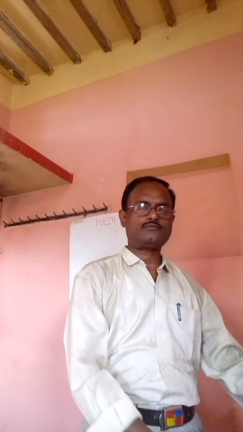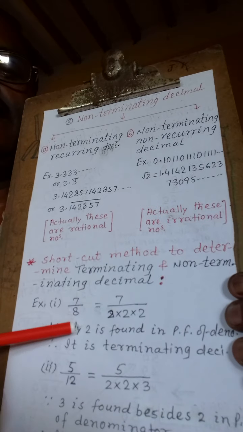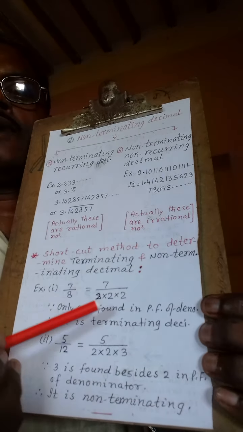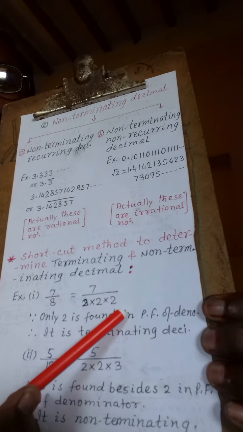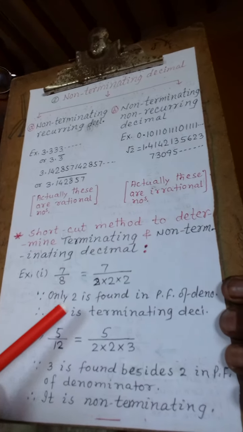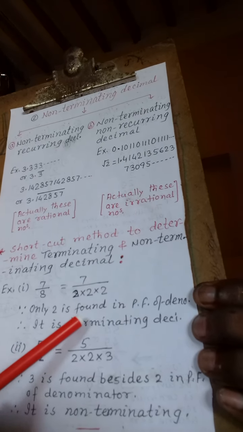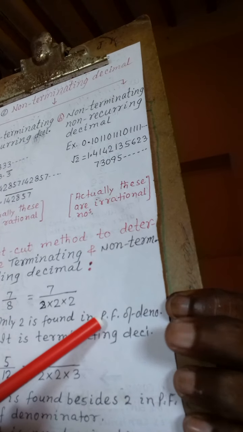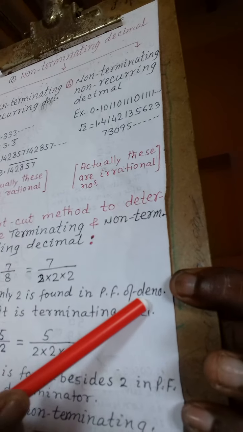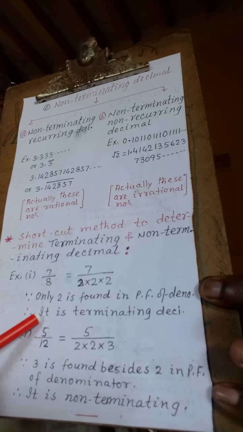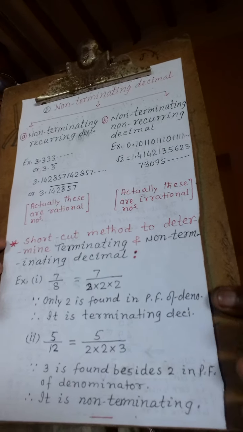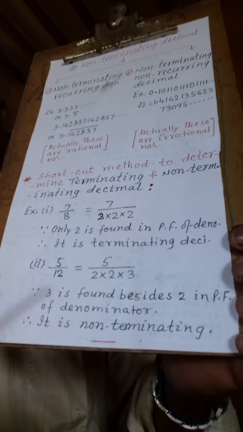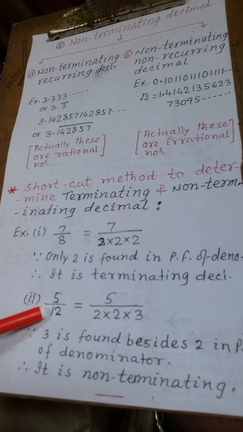So again we try to understand this example 7 by 8, and we find the prime factorization of the denominator here: 2 into 2 into 2. We are watching that only 2 is found in the prime factorization of the denominator, and therefore it is a terminating decimal. Clear? Now for the second example, 5 by 12.